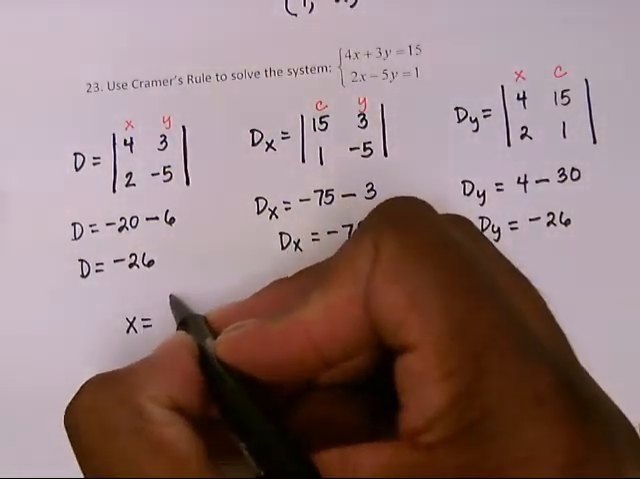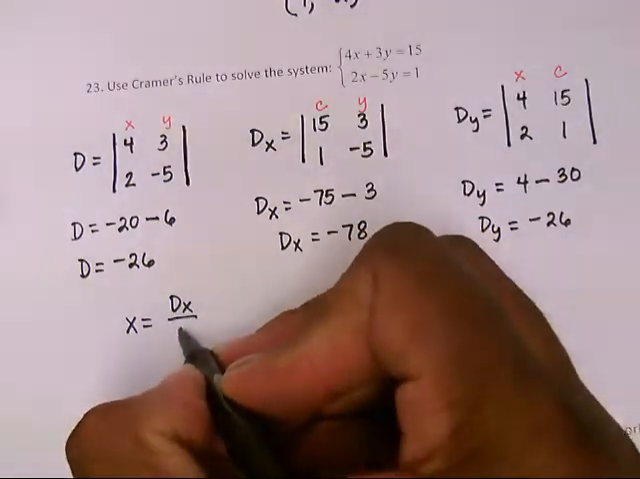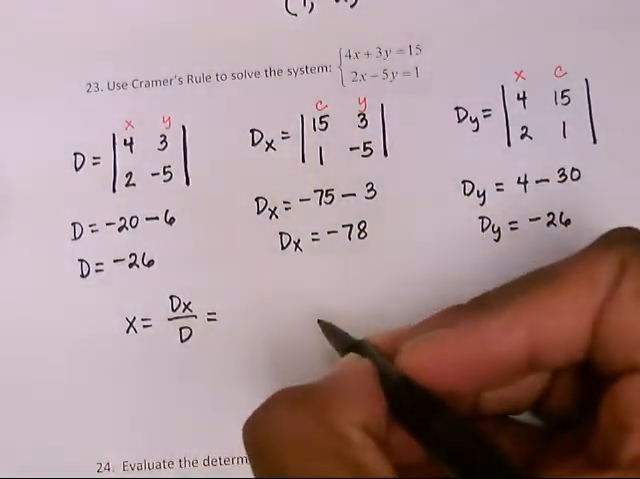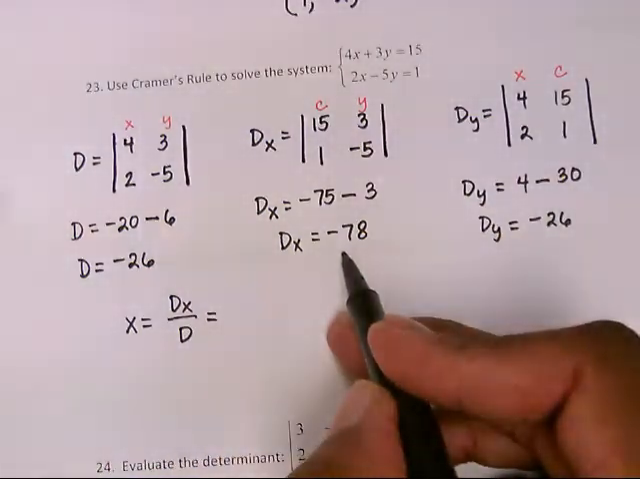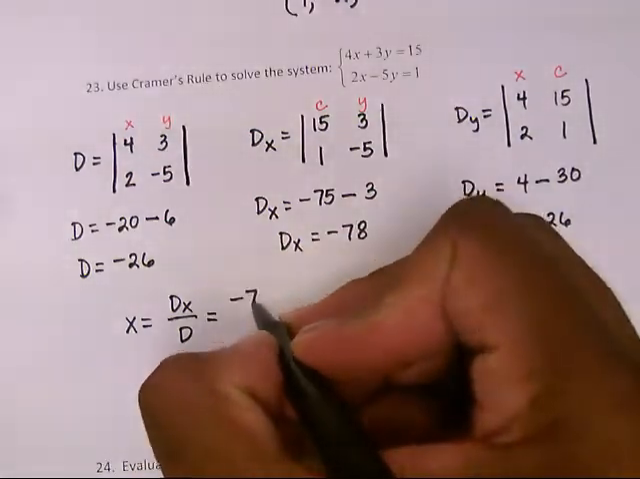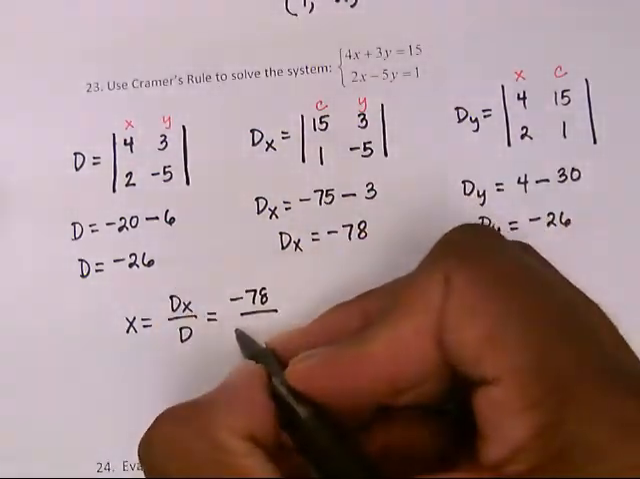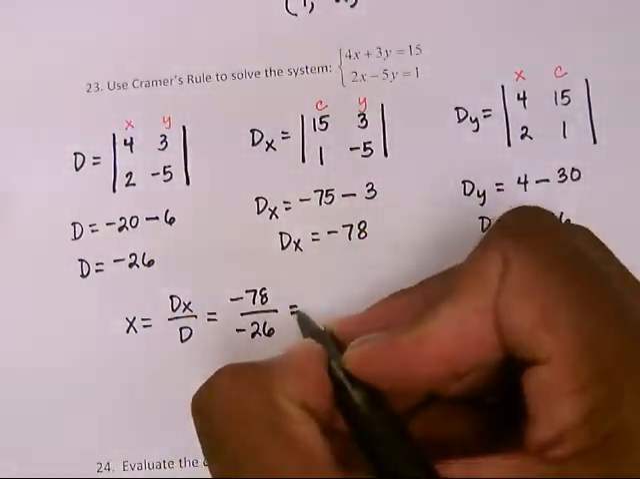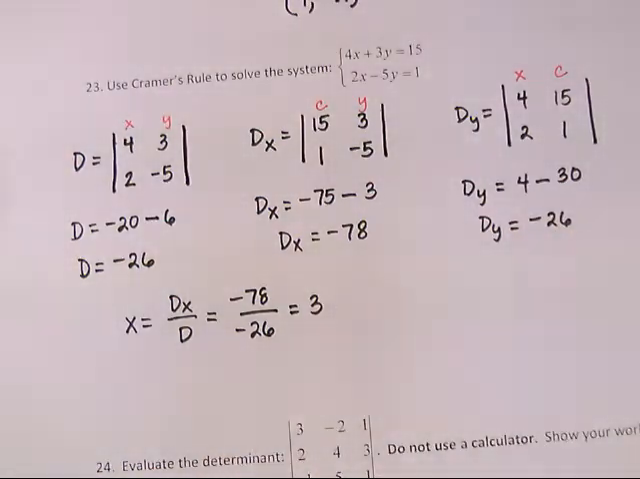Your x is always going to be d sub x divided by d, which means in this case your d sub x is negative 78. Your d is negative 26, so negative 78 divided by negative 26 will be 3.